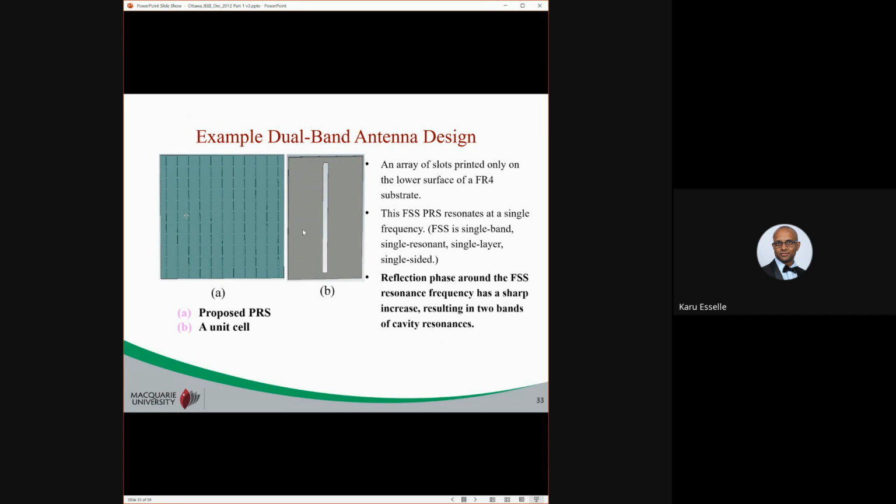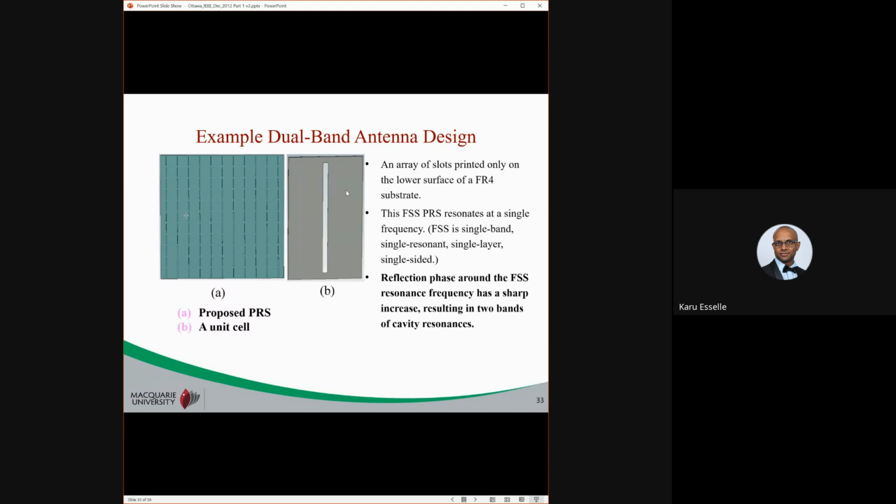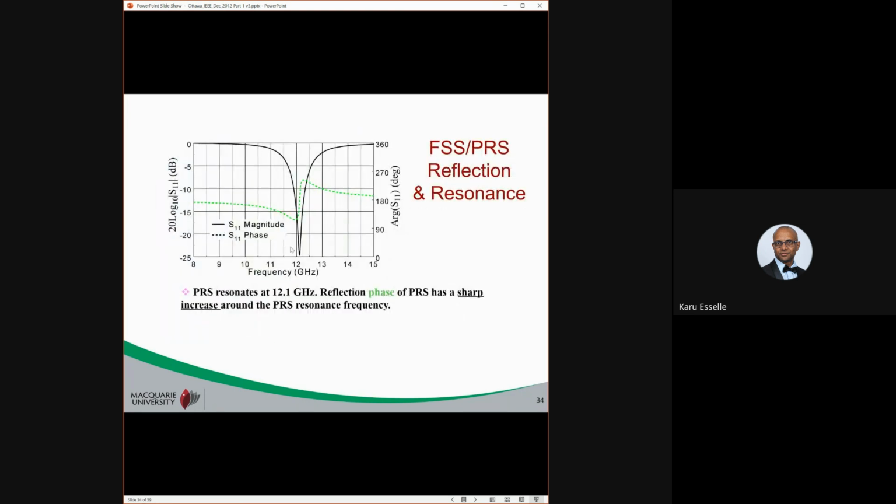These are again slots. Unit cell is this with the slots. The reflection phase of that surface slot array, actually this one is only one slot, printed resonance slots printed only on the lower surface. Because of the slot resonance, its phase jumps here, right? The phase jumps here.